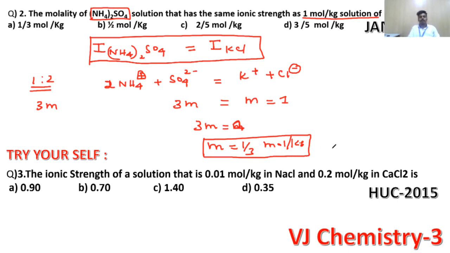Okay. In the question, both salts have the same ionic strength, meaning we apply the trick. This 1:2 means 3m, 1:1 means m. For KCl the concentration is given, we put 1. For a 1:3 salt, what is the ionic strength? 3m. They are asking the ionic strength of the 1:2 salt. What is the answer? m is equal to 1/3 mole per kilogram.